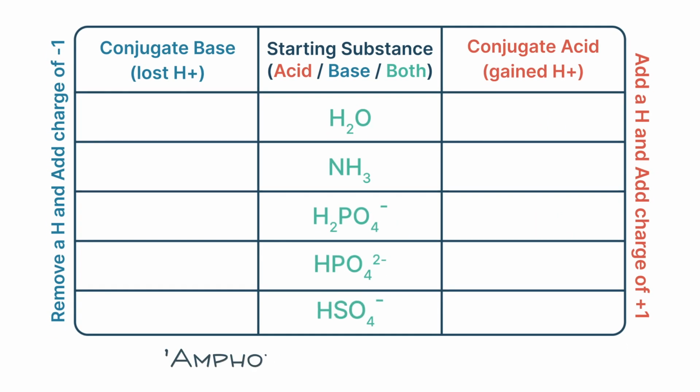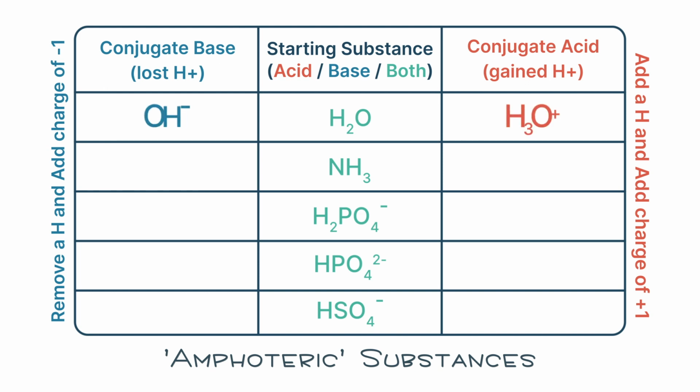Lastly, we will see some examples of amphoteric substances, substances that can behave as both acids and bases, depending on what they are reacting with. Water is probably the most famous example of an amphoteric substance. You can see that it can act as an acid, donating a proton to form its conjugate base OH-, or it can act as a base, accepting a proton, to form its conjugate acid, the hydronium ion, H3O+.